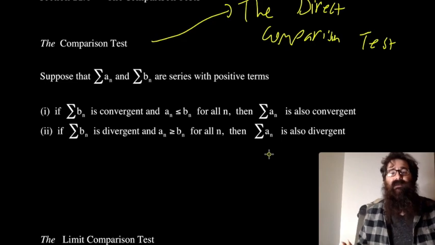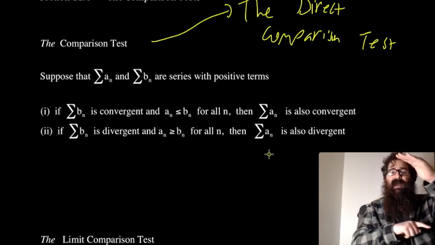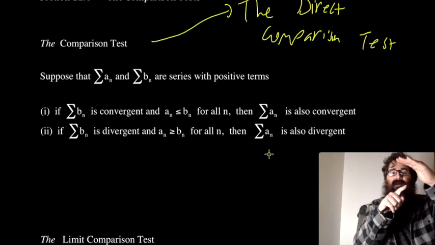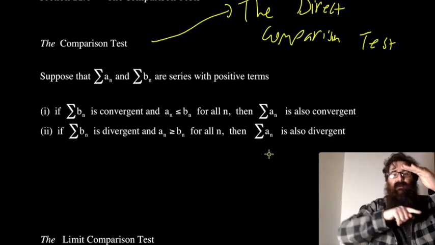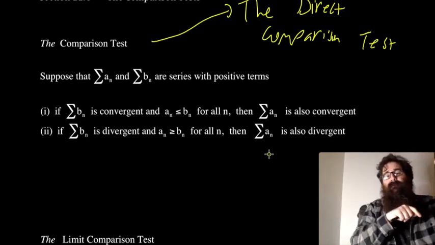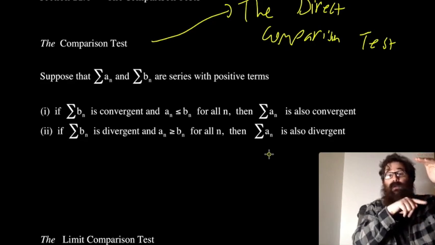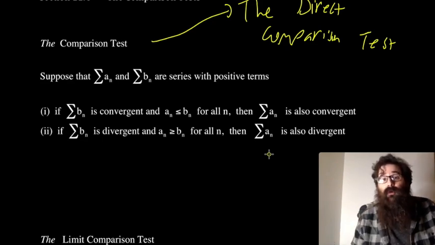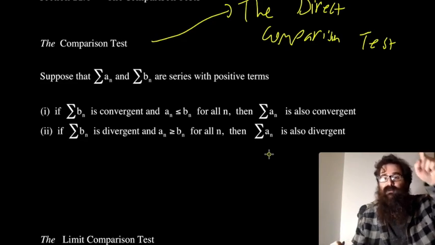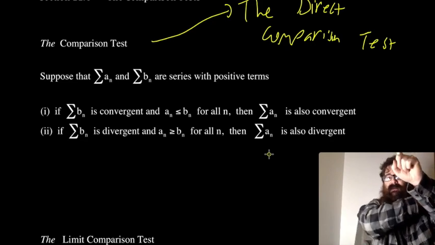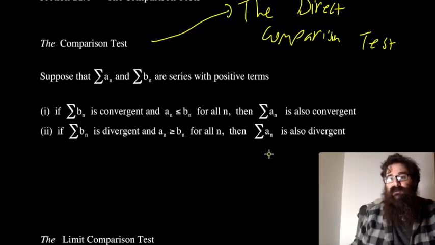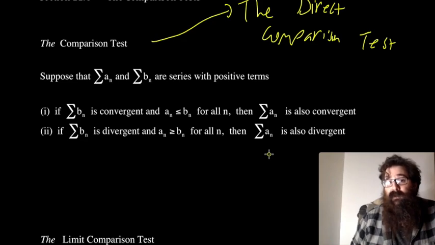If I have a series that is convergent, and then I have a series that I know is smaller than it, well, it can't diverge. It's smaller than something that's converging, so there's no way for it to head off to infinity. So if I have a known series that is convergent, and then a smaller series that I'm trying to figure out, that smaller series must also converge. Or, if I have a series that I know diverges to infinity, and there's another series that's larger than this, well, that larger series, there's no way for it to converge, it must also diverge.